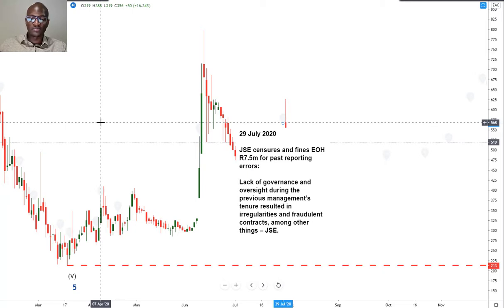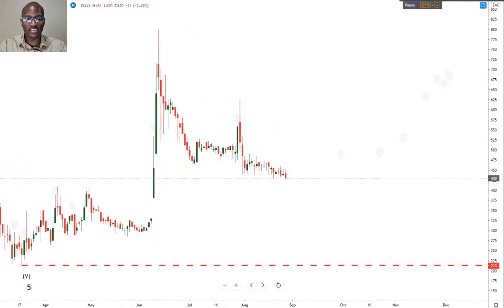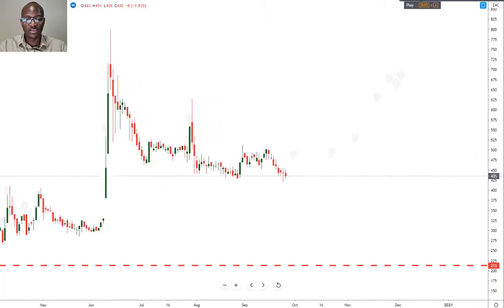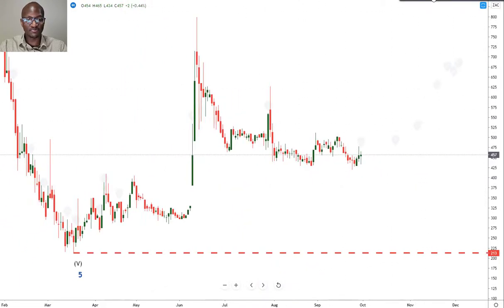And unfortunately, some sins of the past keep coming back. 29 July 2020, JSE censures and fines EOH 7.5 million for past reporting errors. And again, these are the legacy issues that the new management still has to deal with, but that didn't have such a significant impact on the price, and the price just kept pulling back slightly, but not so much.